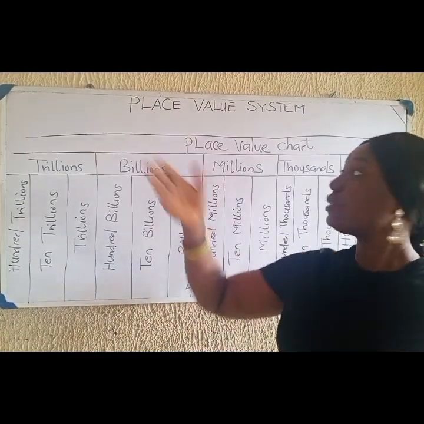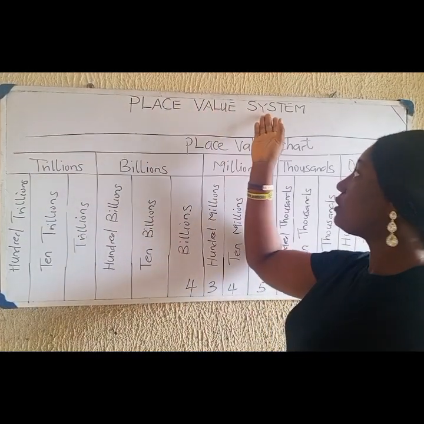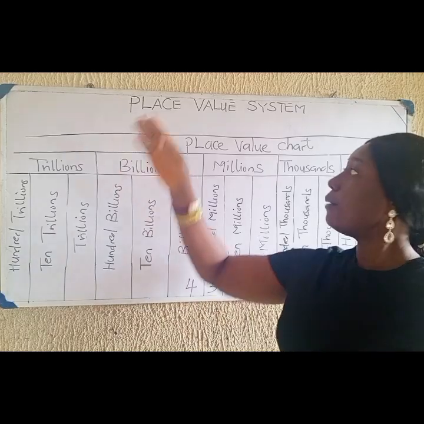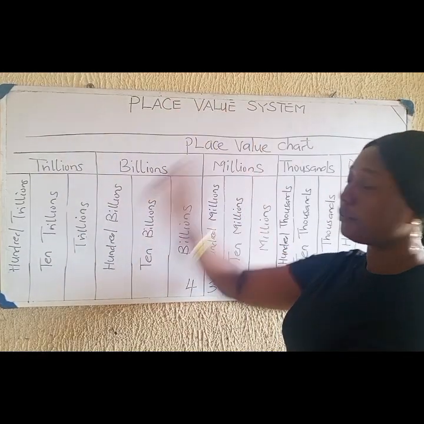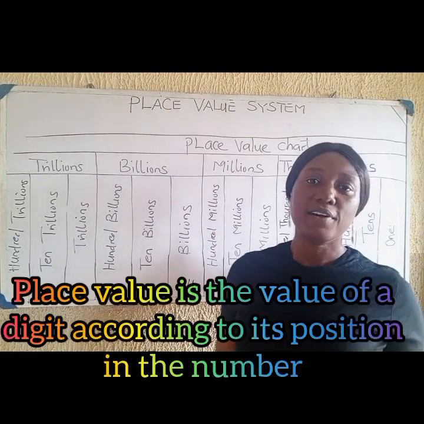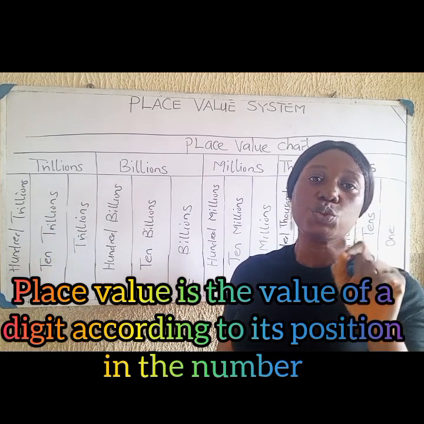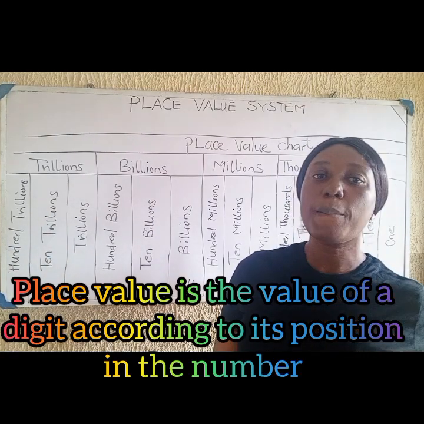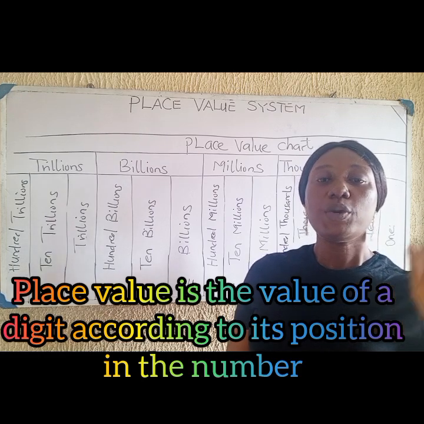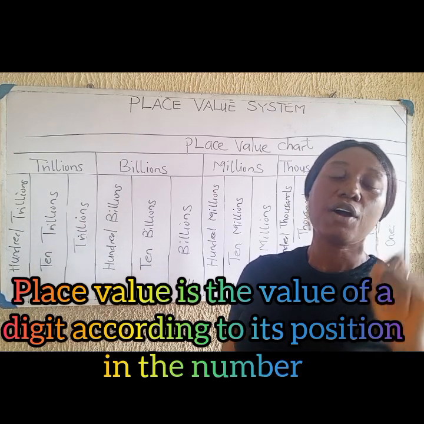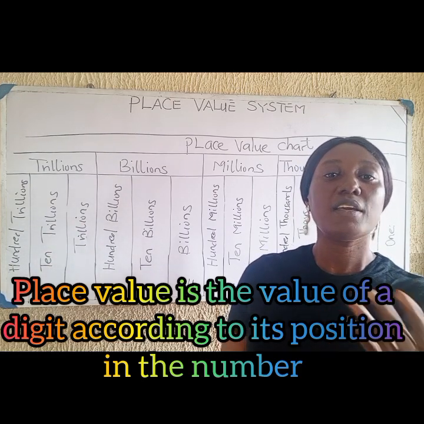Today we are going to look at place value system. What did I say? Place value system. Good. What is place value? Place value is the value of a digit according to its position in the number.